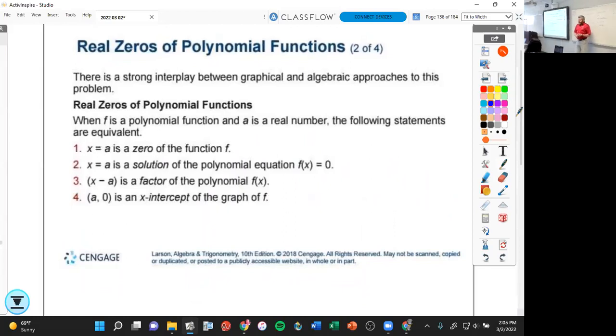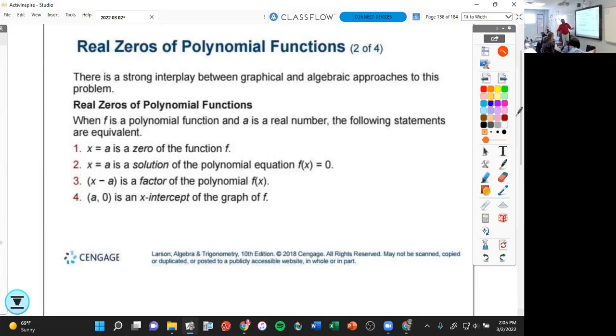I have told you, and you've heard it from other teachers in the past, that zeros, roots, solutions, and factors are all the same. You've heard that, right? Okay. It's pretty much true. It's kind of stretching it a little bit. So here's a little bit more detail about what those mean.